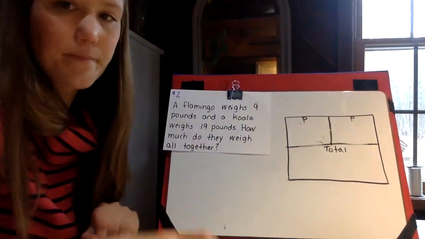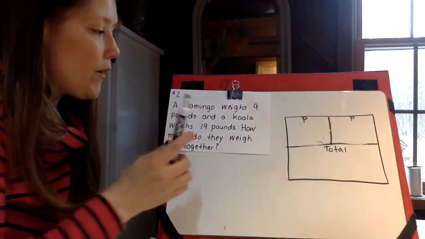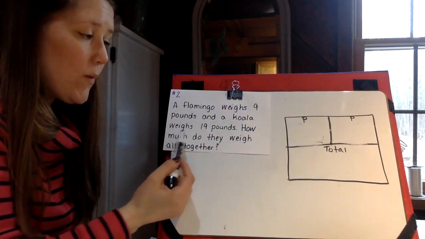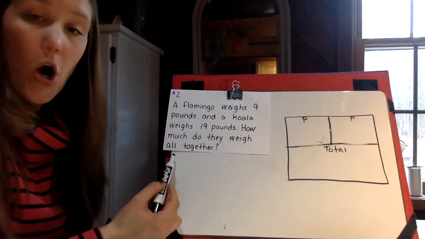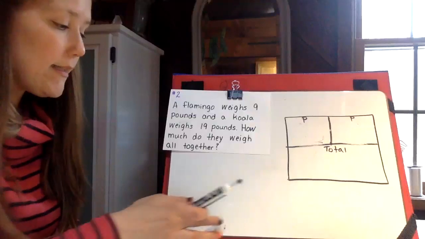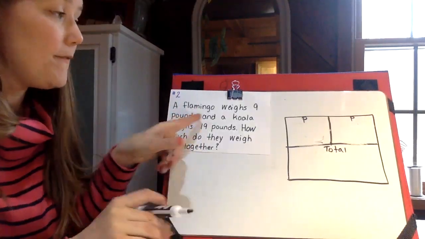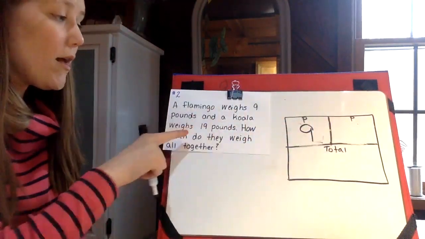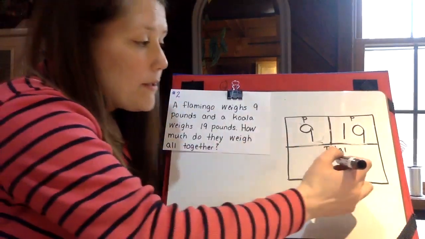All right, let's read the problem together. A flamingo weighs 9 pounds and a koala weighs 19 pounds. How much do they weigh all together? Okay, all together, that means I'm adding how much they weigh all together. A flamingo weighs 9 pounds, that's the first part of my problem. And a koala weighs 19 pounds. And I need to figure out how much they weigh all together.